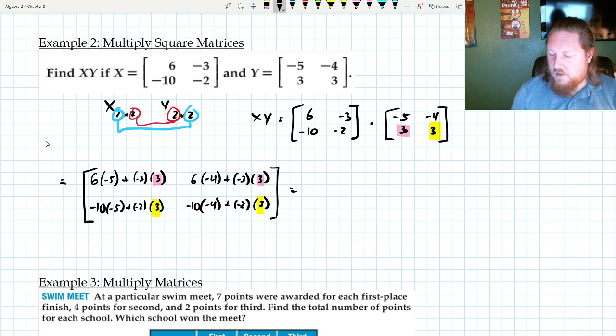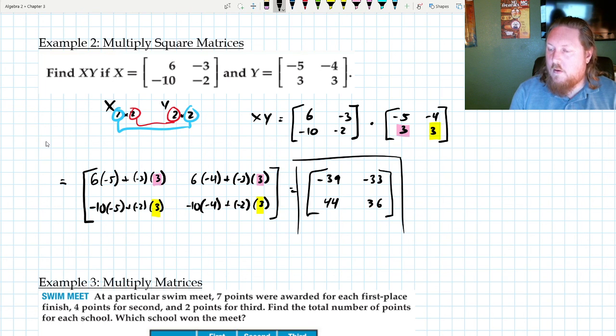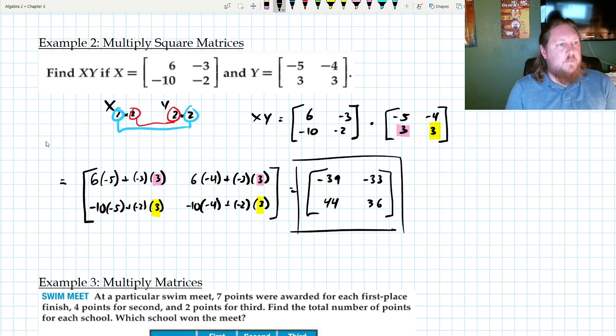Negative 30 plus negative 9 is negative 39. Next one in the row, negative 24 plus negative 9 is negative 33. Next row down, positive 50 plus negative 6 is 44. And positive 40 plus negative 6 is 36. So my resulting matrix after the product is that. Negative 39, 44, and negative 33, 36.